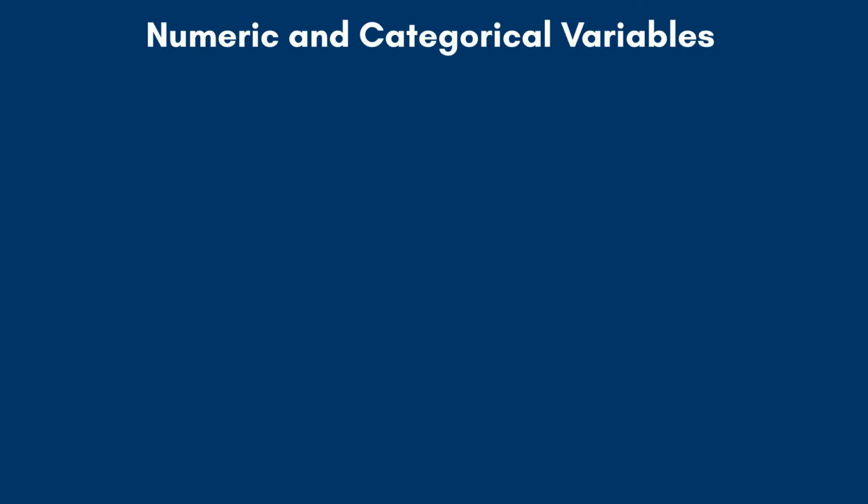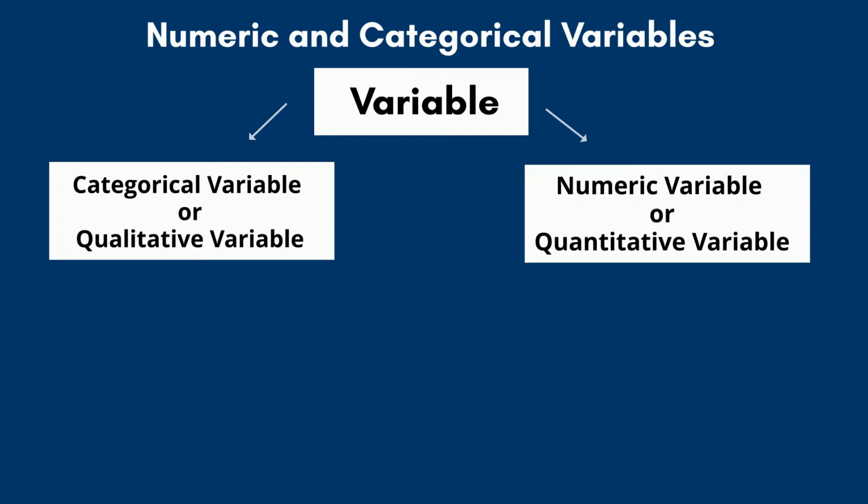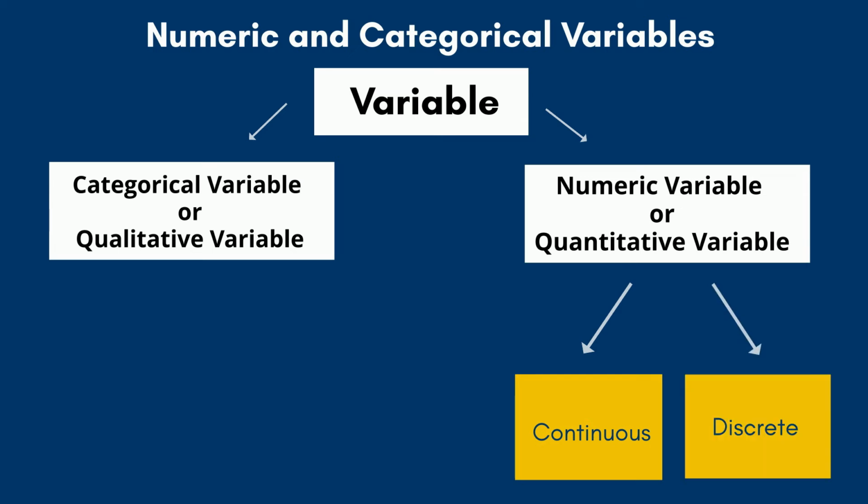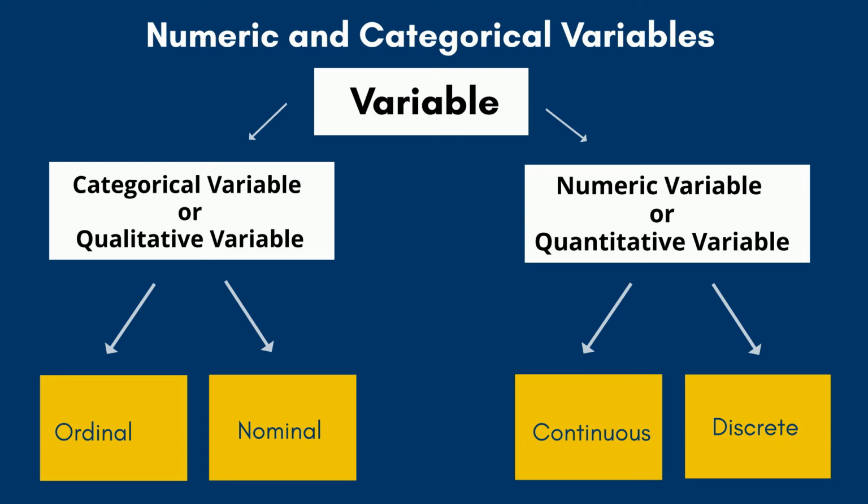Apart from dependent and independent variables, variables can also be classified into 2 main categories: categorical and numeric. Each can be classified in 2 subcategories: continuous and discrete for numeric variables, and ordinal and nominal for categorical variables. A numeric variable is also called a quantitative variable, and a categorical variable is also called a qualitative variable.